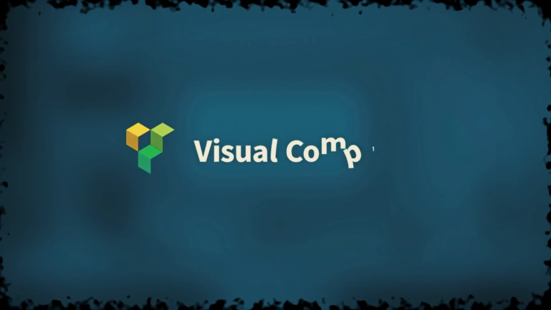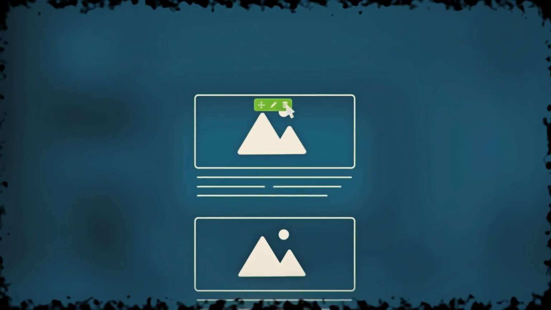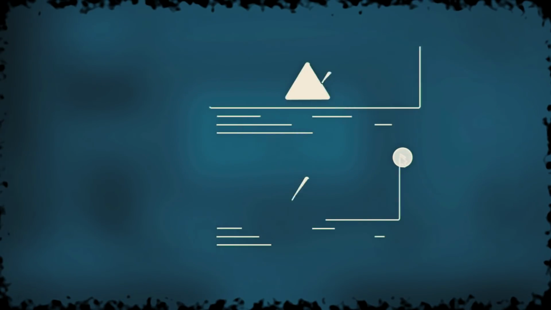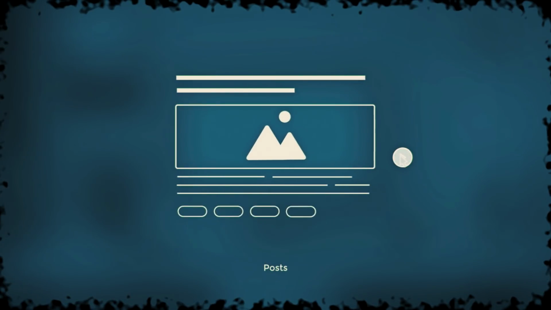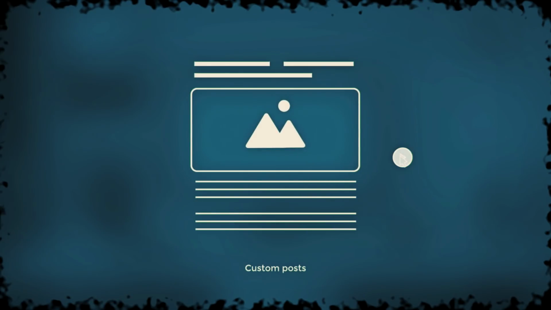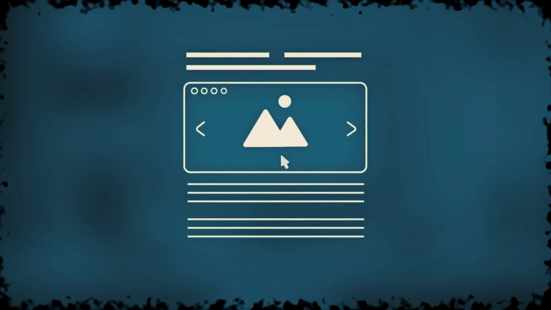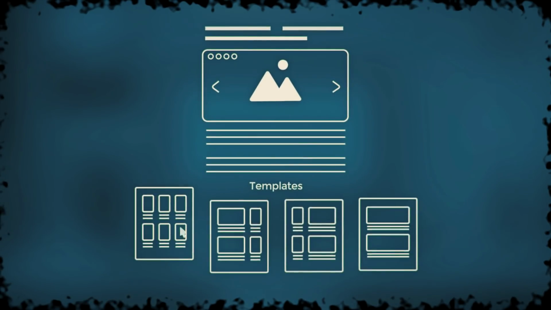Presenting Visual Composer, the simple and powerful drag-and-drop page builder plugin that works with any WordPress theme and content, including pages, posts, and even custom post types. Simply drag and drop ready-to-use content elements or templates into your page. Build any layout you can imagine in minutes by using our award-winning intuitive editor.